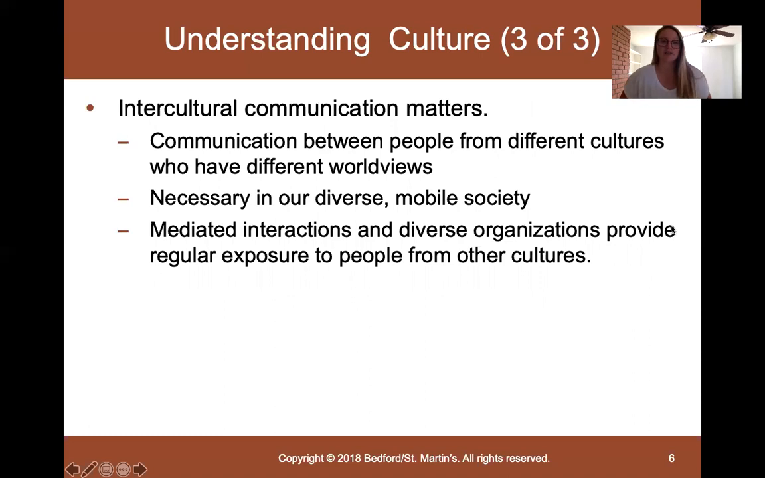Intercultural communication matters. Communication between people from different cultures who have different worldviews is the definition we're going to be using for this class. It's absolutely necessary in our very diverse, very mobile society. We are more mobile than we've ever been. We can get across the world on a plane in a day, less than a day if we wanted to. Mediated interactions, so interactions through Skype, texting, email, FaceTime, Zoom, or any kind of mediated interactions, and diverse organizations provide regular exposure to people from other cultures that we might not have had before these technological advances.